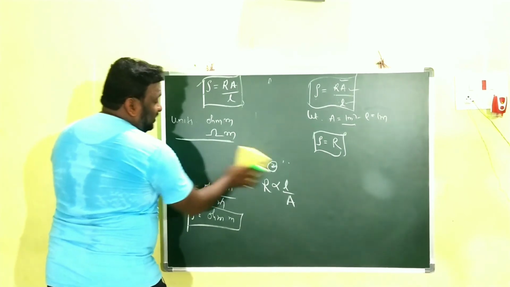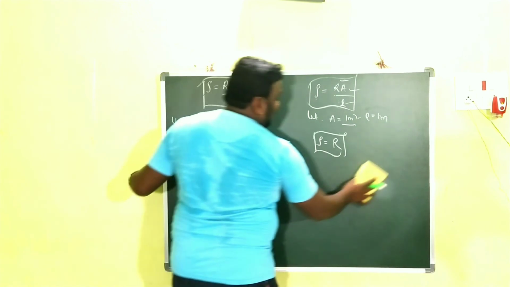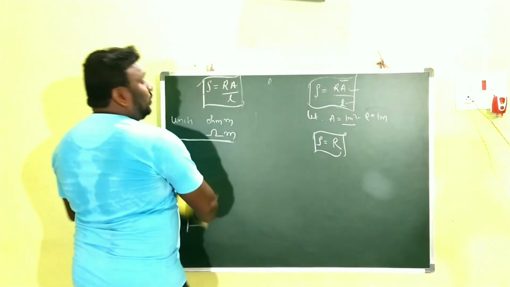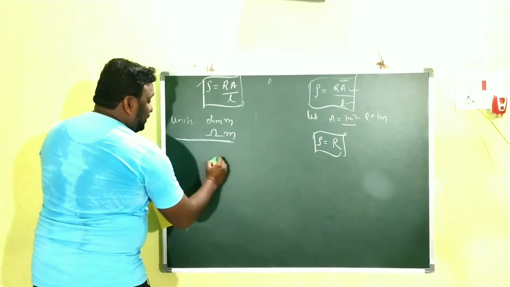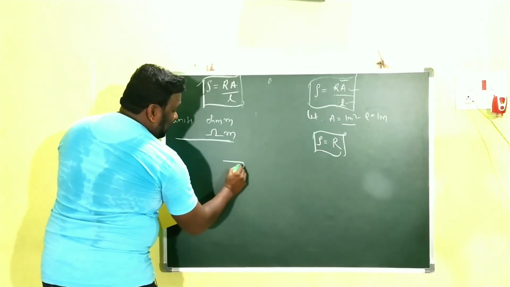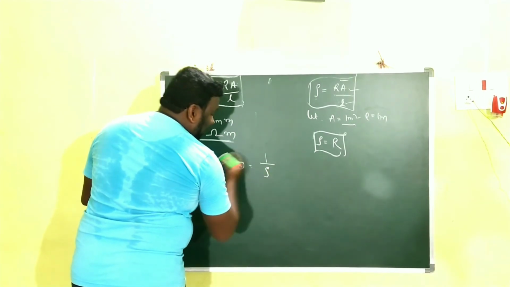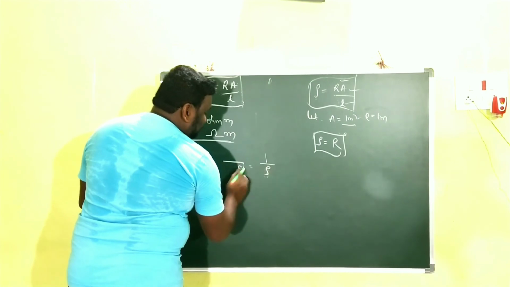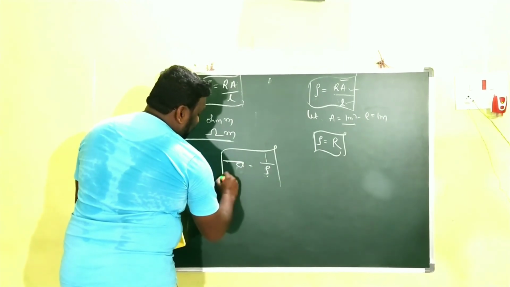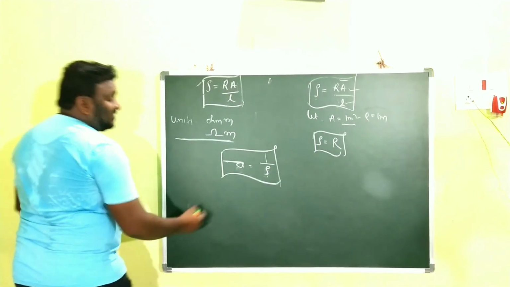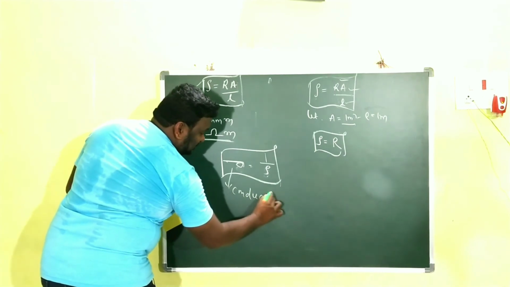Okay children, now we have learned completely about resistivity. Now, what is conductivity? Conductivity is shown by sigma. Sigma is nothing but 1 by rho. Sigma is equal to 1 by rho. What is sigma? Sigma is conductivity.